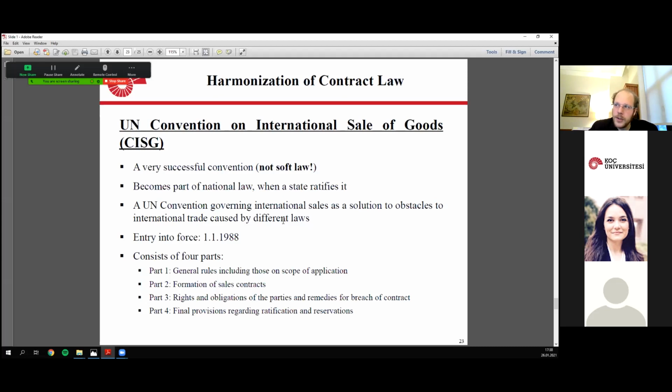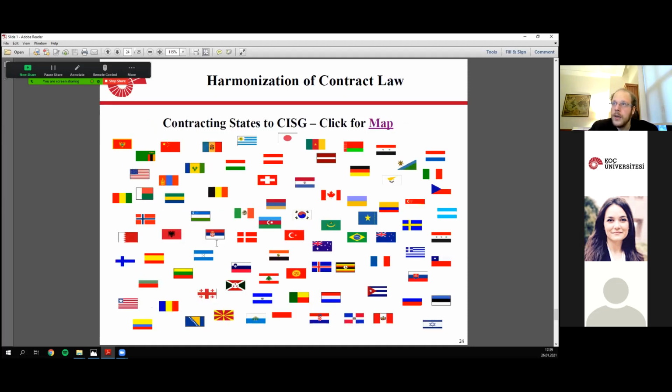What does it regulate and what does it govern? It governs international sales, and the objective was to eliminate obstacles to international trade, and it succeeded because it is a very simple text when compared to national codes. Even someone who is not a lawyer could get the idea by reading the provisions. It creates a good balance between the buyer and the seller. It entered into force in 1988, but countries have been becoming party to it throughout the years. And it has 4 parts regulating sales contracts in general.